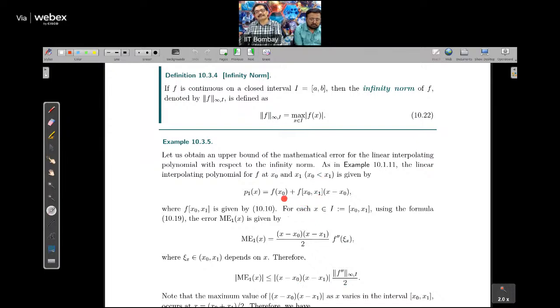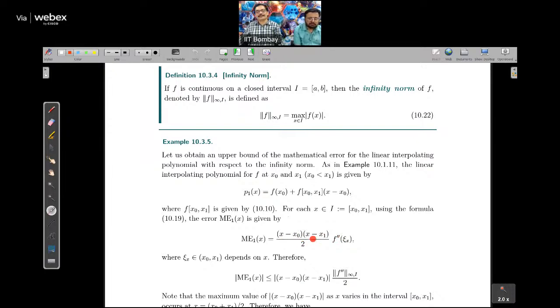Now we have given an example where we have taken the polynomial as the linear interpolation polynomial. Therefore, n is equal to 1. Therefore, the derivative will be the (n+1)th derivative, so it should be the second derivative. And the product is given like this.